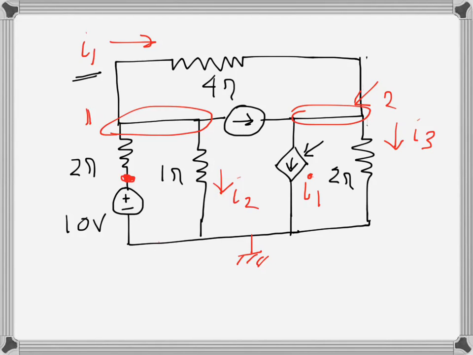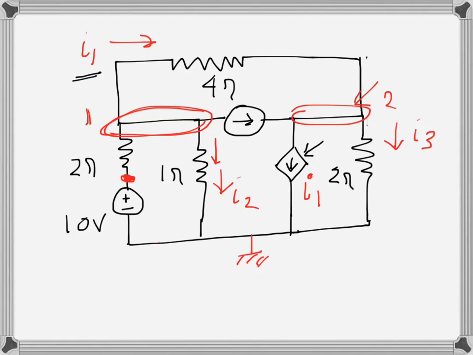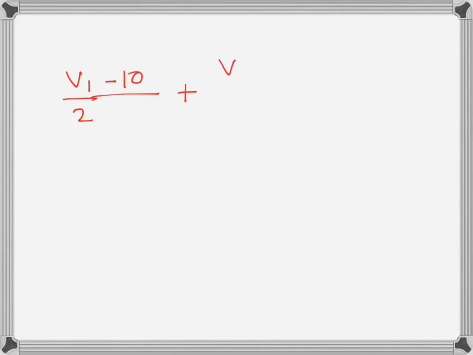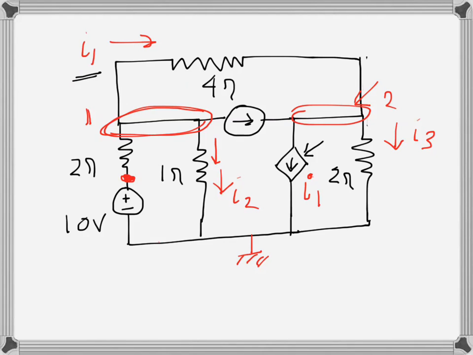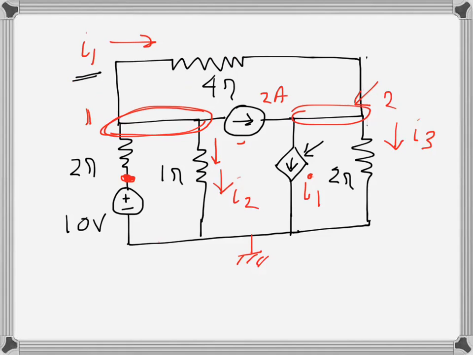And then this is one node, so the downward current is I2. So instead of writing I2, I will write in terms of the node, V1 over 1, and then this current is going in this direction. This current's value is 2 ampere, this was in the problem, I missed that. So that current is going away, so it's also 2.